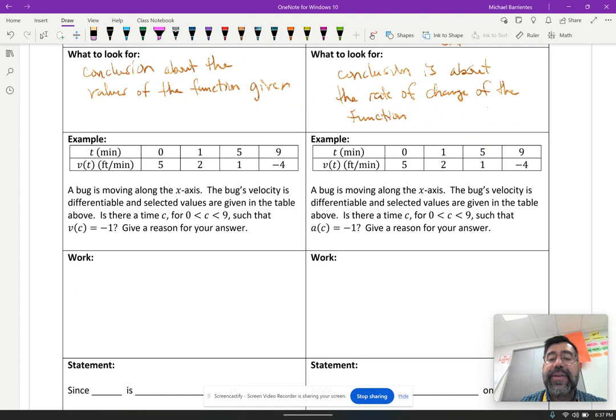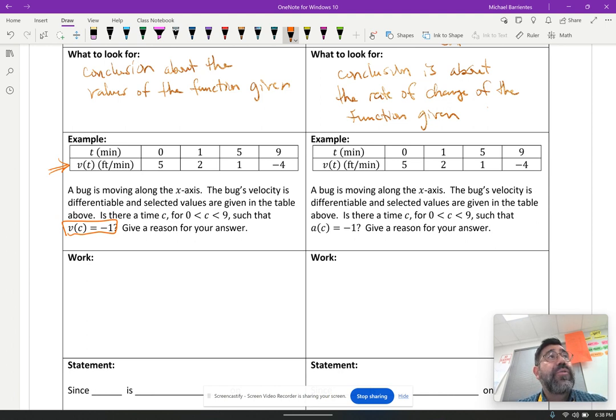And maybe I shouldn't say function values given, I should just say function given. Because when I look at these two examples, I'm just given a table, right? And actually, it's the same table, but the problem is different. So the first question on the left side says, is there a time C for C's that are between 0 and 9 such that V of C is equal to -1? This is the table, the function table for V. So that's how I know I need to do the intermediate value theorem.